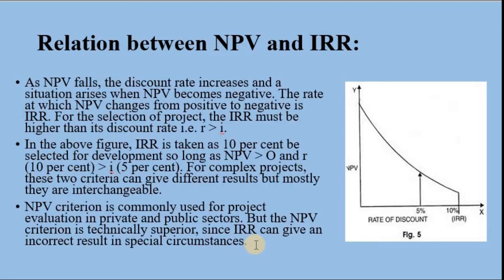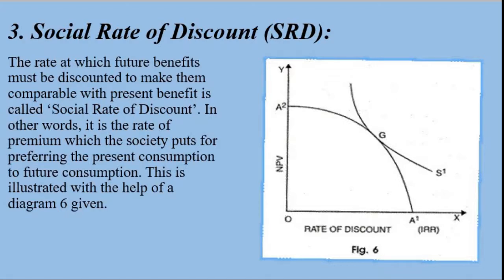So, the NPV criteria is also not always superior, because it can give an incorrect result in different circumstances. Now we'll discuss the social rate of discount.